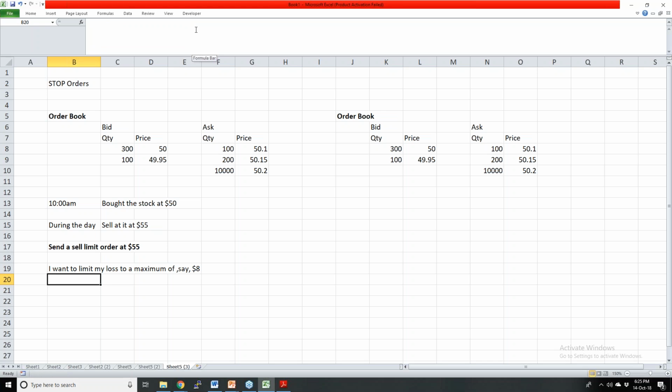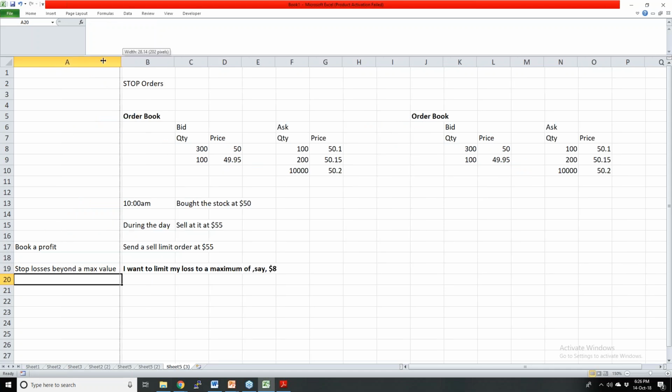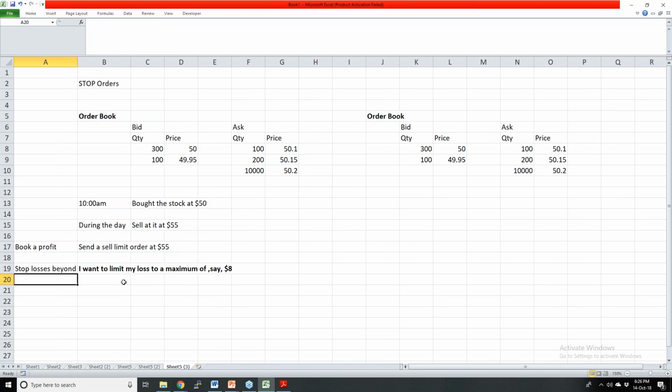So for profit, to book a profit, I will send this order. And this is my objective: to stop losses beyond a maximum value. So if this is my objective, then what do I do?